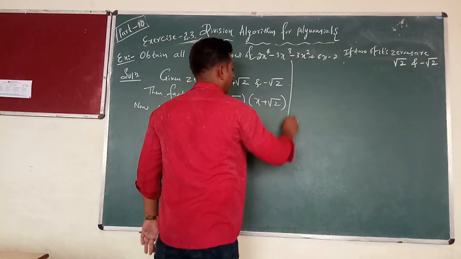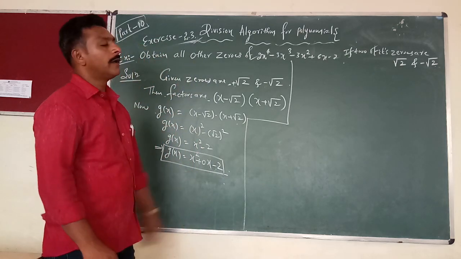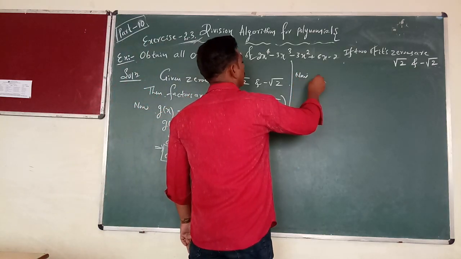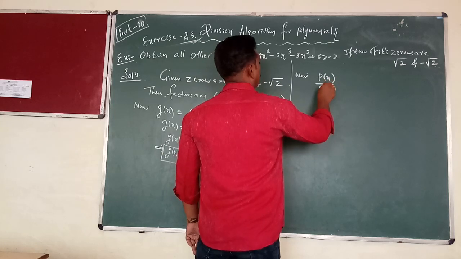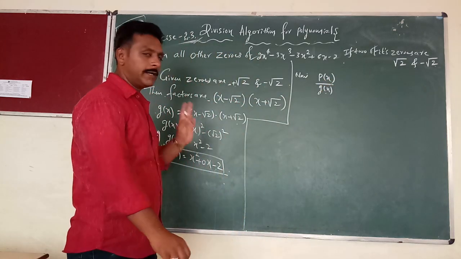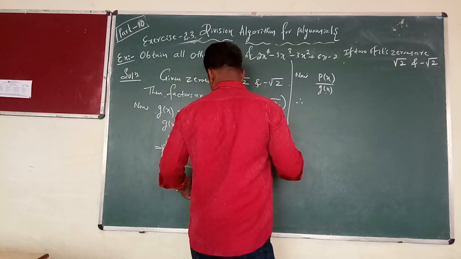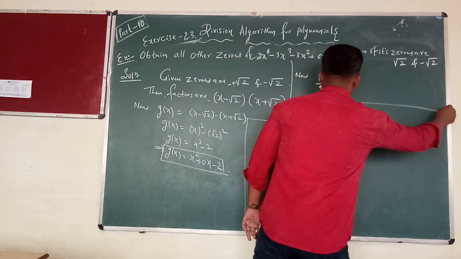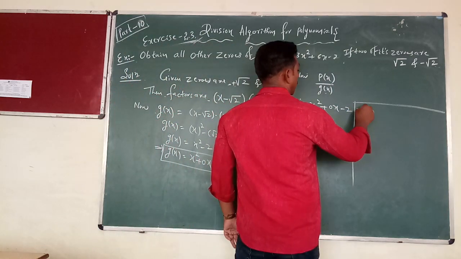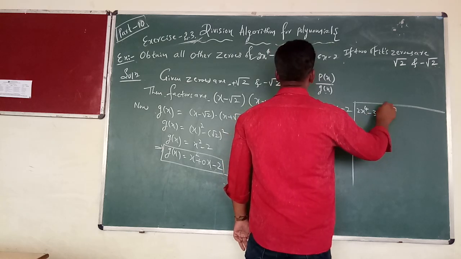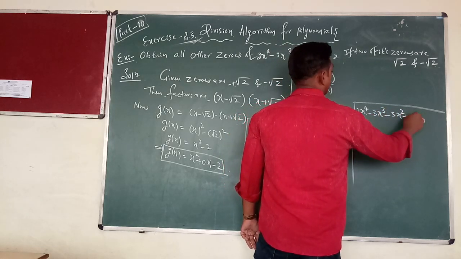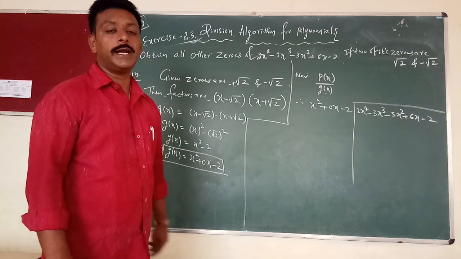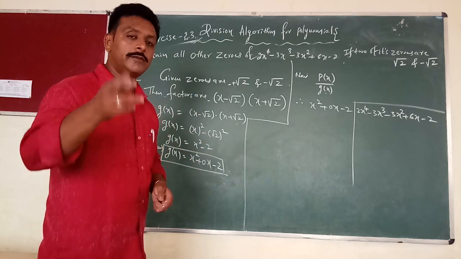Now to get the remaining or other zeros, what do we have to do? We have to divide p of x by g of x. Now I am going to do p of x divided by g of x. We have to divide p of x by g of x, for that the long division method. Therefore this is g of x, x square plus 0x minus 2, and p of x is above: 2x raised to 4 minus 3x cube minus 3x square plus 6x minus 2. One thing is clear, at the end you will definitely get the remainder as 0. If you are not getting 0, that indicates you made a mistake.